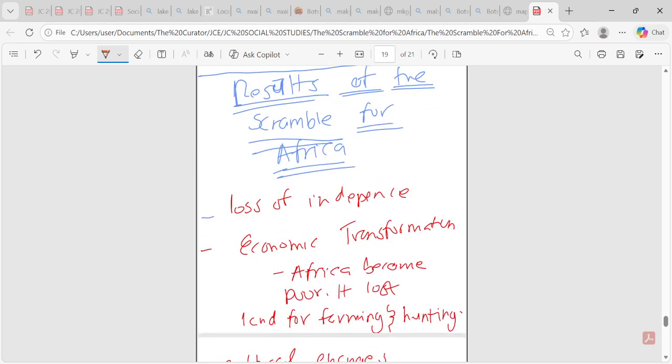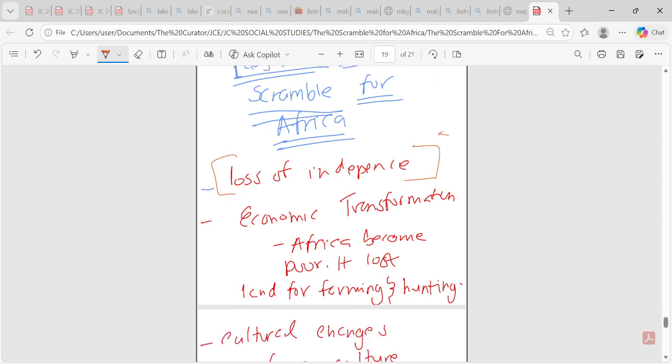Results of the Scramble for Africa. There was obviously a loss of independence by our African countries, a loss of sovereignty. I'm not going to try to spell that word out. There was a loss of independence by African countries, because their chiefs, their kings lost political power once they were overthrown by the colonizers. So the obvious point here is that there was a loss of independence.